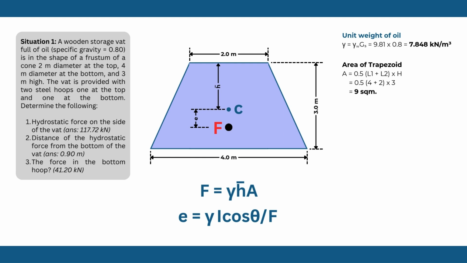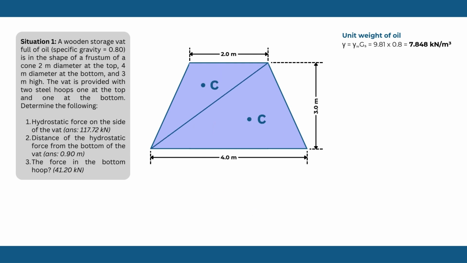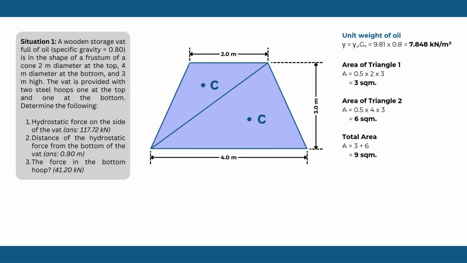For the first one, hahatiin natin yung area into two triangles, where yung isa, nasa taas yung base, tas yung isa naman nasa baba. And as we all know, ang area ng triangle is just 1/2 of base times height. So, apply lang natin siya on both triangles.